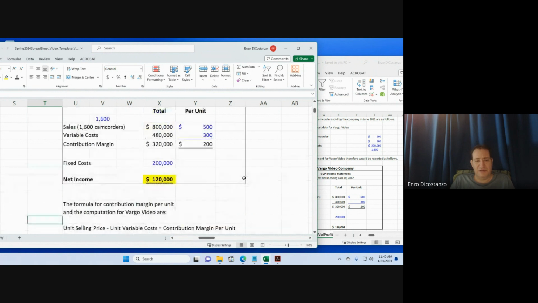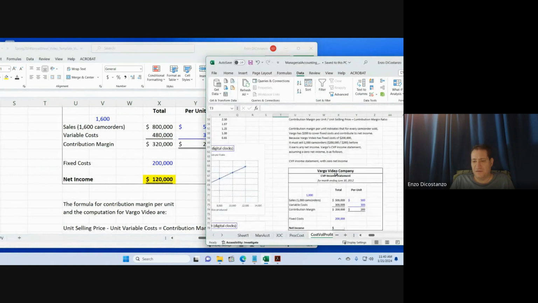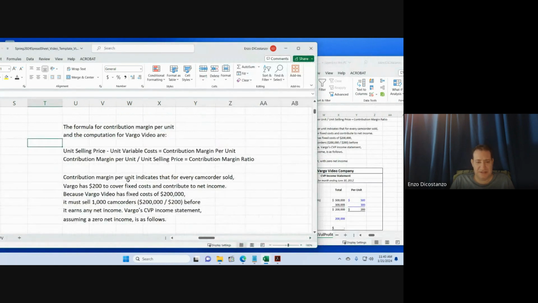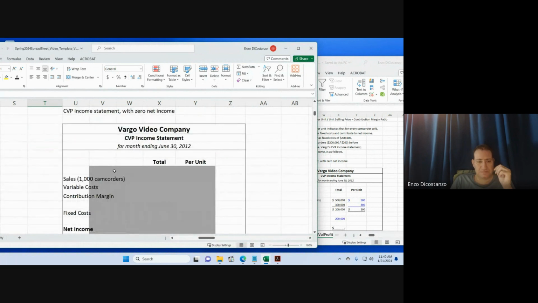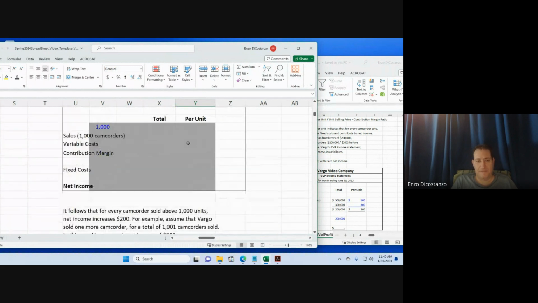So we looked at the 1600 unit version here. There's another version here where it's 1,000 units. So I'm up here at 1,000 units. Okay. And this is the same, so I can just copy these and bring them down. I can just do that.